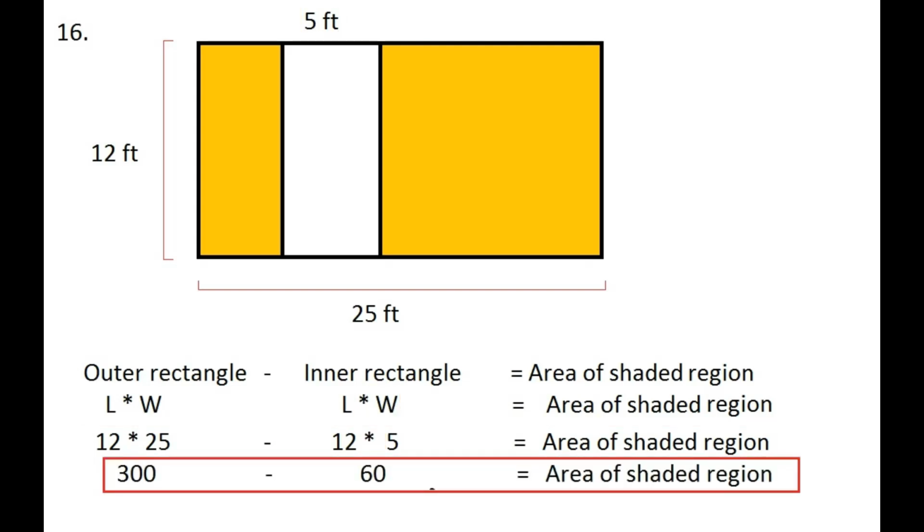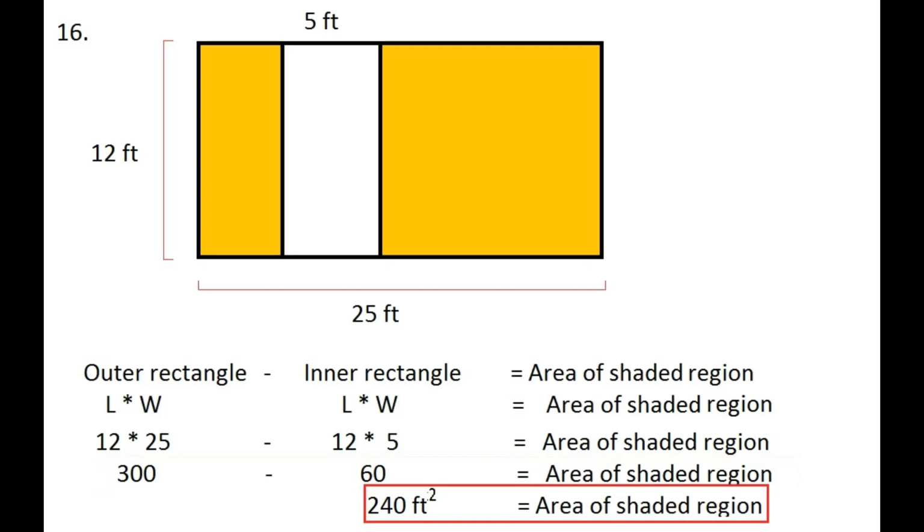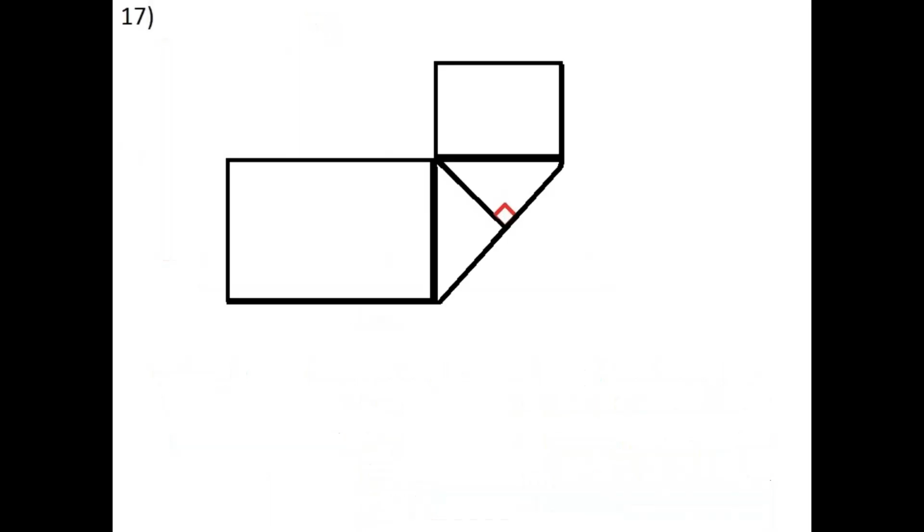And 12 times 25 is 300. Minus 12 times 5, which is 60, gives me my total area. And we're ending up with 240 feet squared as the area of the shaded region. All right, so that yellow region has a total area of 240 feet squared. All right, moving on to number 17.